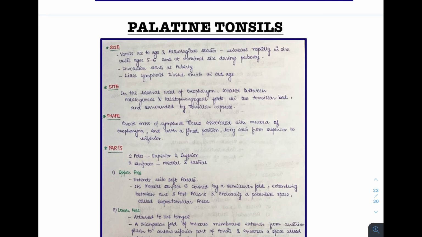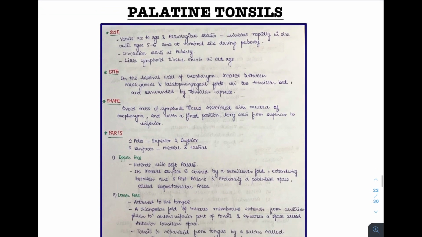The palatine tonsils vary according to age and pathological status. They increase rapidly in size until ages 5 to 6 and reach maximal size during puberty. Involution starts from puberty, and very little lymphoid tissue exists in old age. Just like the adenoids, the palatine tonsils are also a very important culprit of causing upper respiratory tract infection.